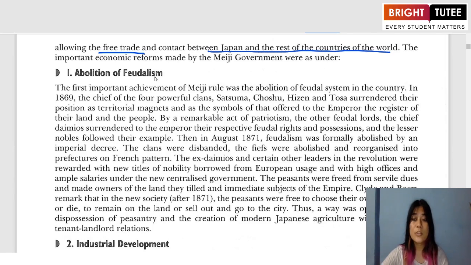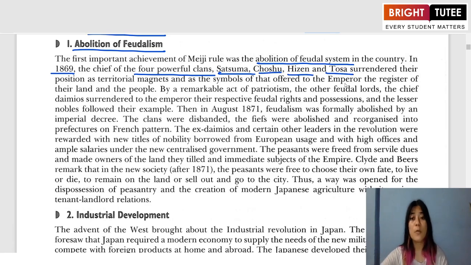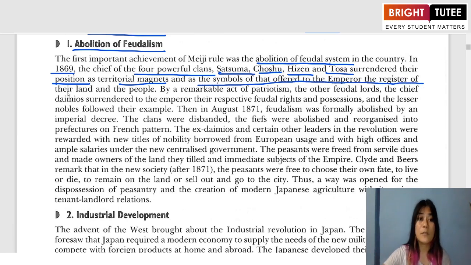So now we'll look at some of the important economic reforms which the Meiji government undertook. The first one is the abolition of feudalism. One of the main achievements of the Meiji rule was the abolition of the feudal system in Japan. In 1869, the chiefs of the four powerful clans, Satsuma, Choshu, Hizen and Tosa, surrendered their positions as territorial magnates and offered to the emperor the register of their land and people.